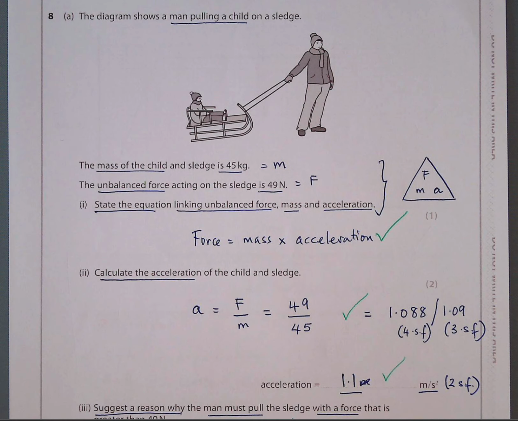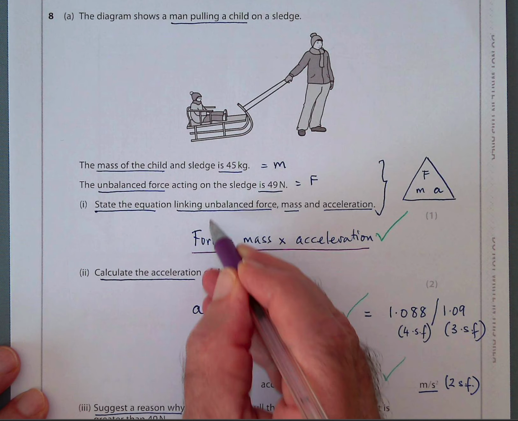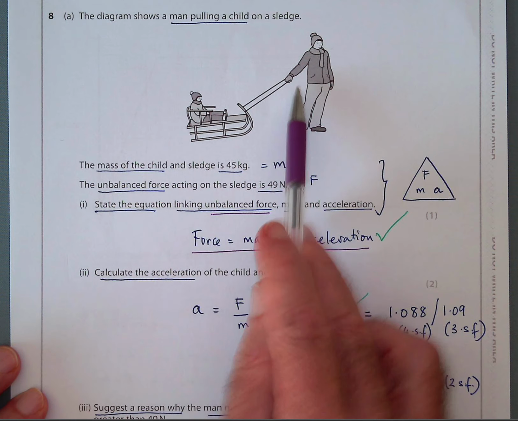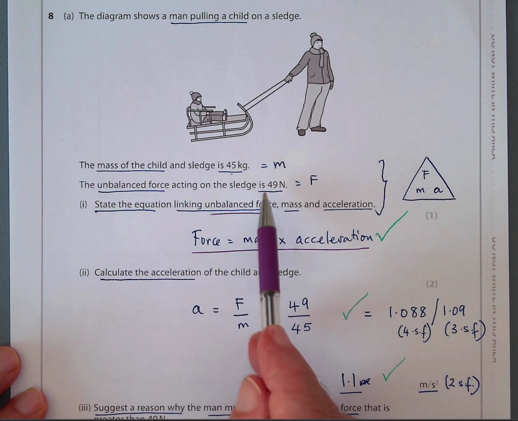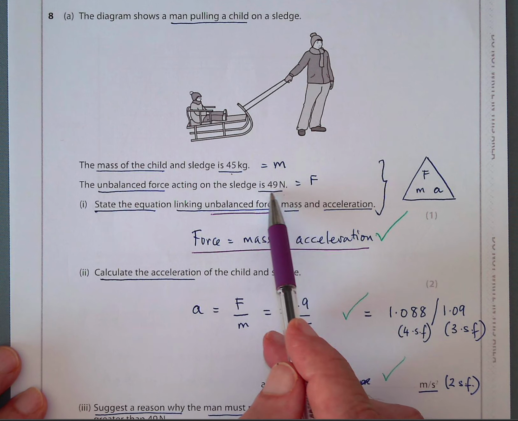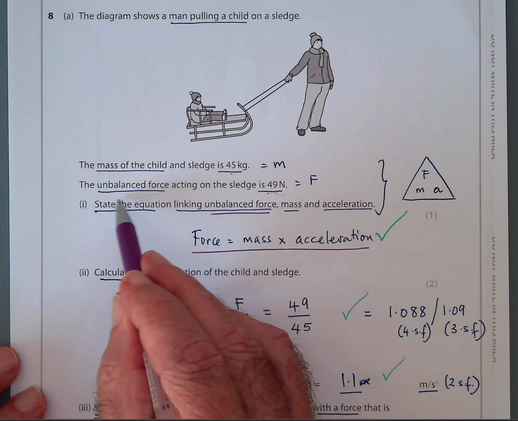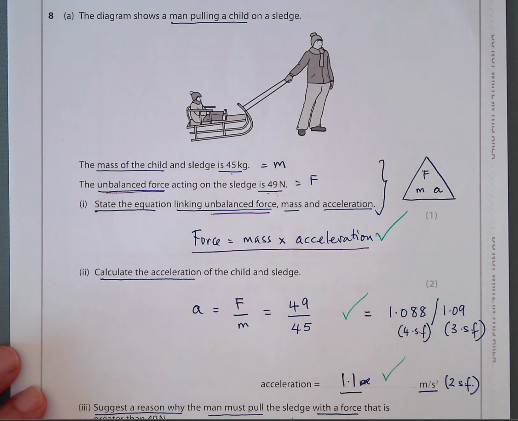Question 8 is also on forces, but this time it's on using an unbalanced force situation where the unbalanced force is equal to the mass times acceleration. So the man is pulling a child on a sledge at an angle. The mass of the child is 45 kilograms, and the unbalanced force, which is allowing him to accelerate forwards, is 49 newtons. So he's accelerating because it's an unbalanced force. If it was a balanced force, he could be moving at constant speed, but they're telling us an unbalanced force.